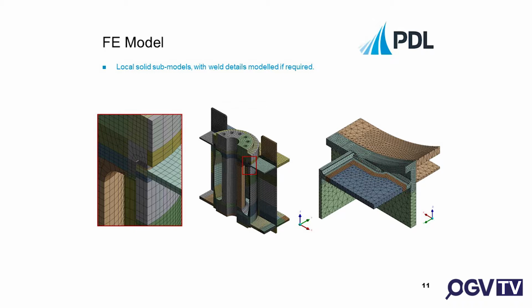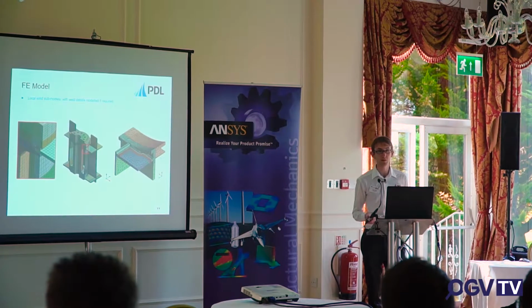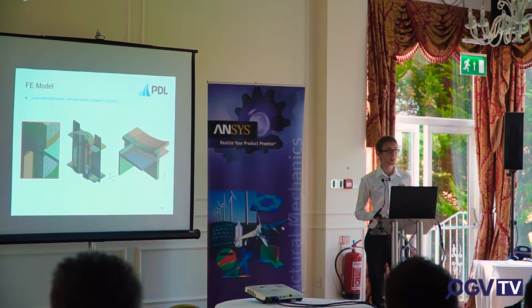So sometimes we do some solid submodeling. Again, in ANSYS Mechanical it's pretty easy. You can link it up automatically, obviously. You can bring in your displacements from your shell model into a solid model and do your submodeling.